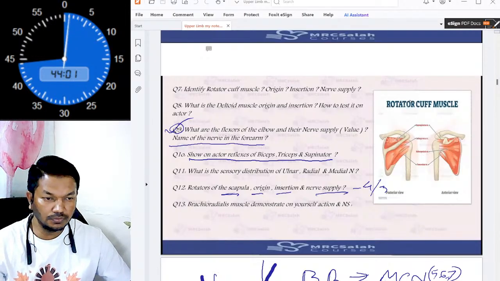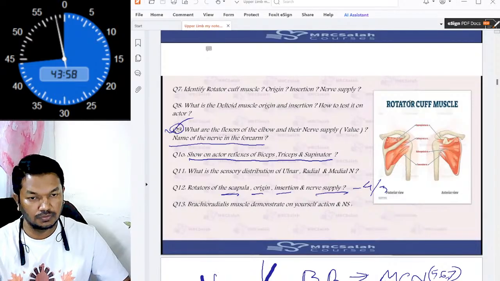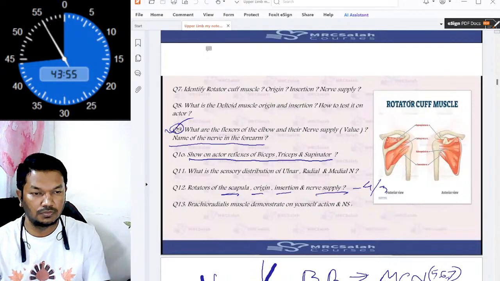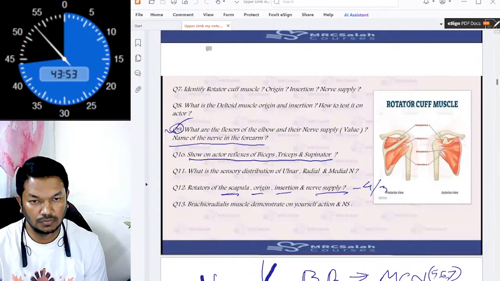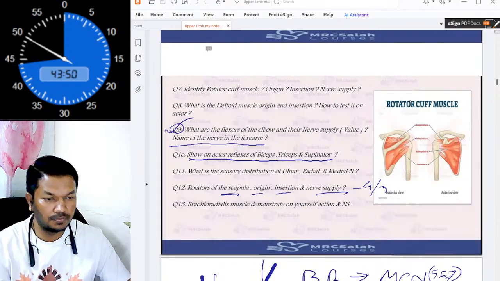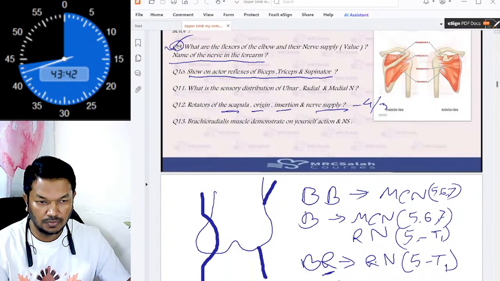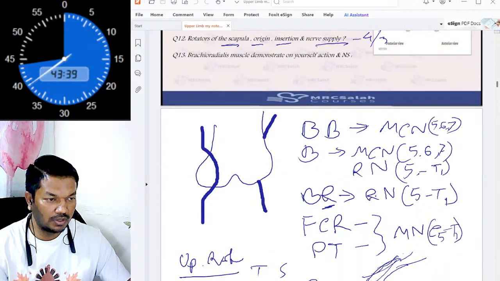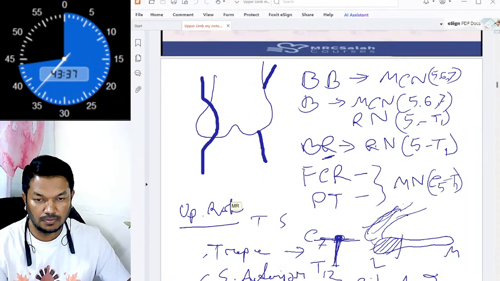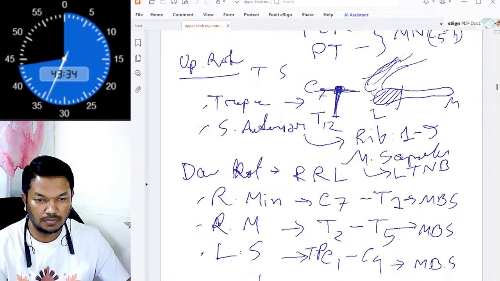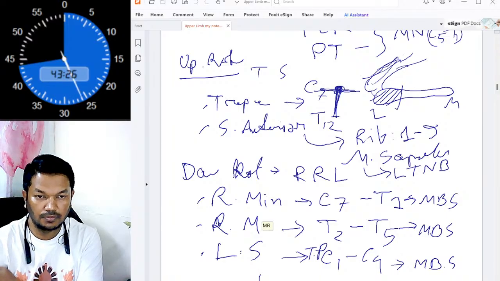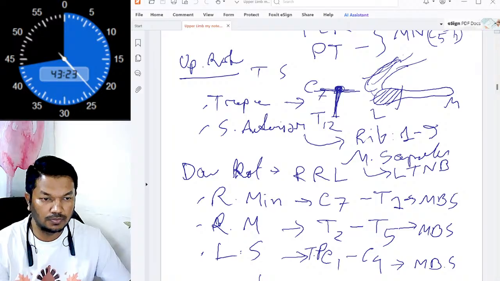Brachioradialis muscle: nerve supply is the radial nerve and it causes flexion of the forearm. The biceps muscle, brachialis muscle, and coracobrachialis muscle are supplied by the musculocutaneous nerve, cervical 5, 6, 7.